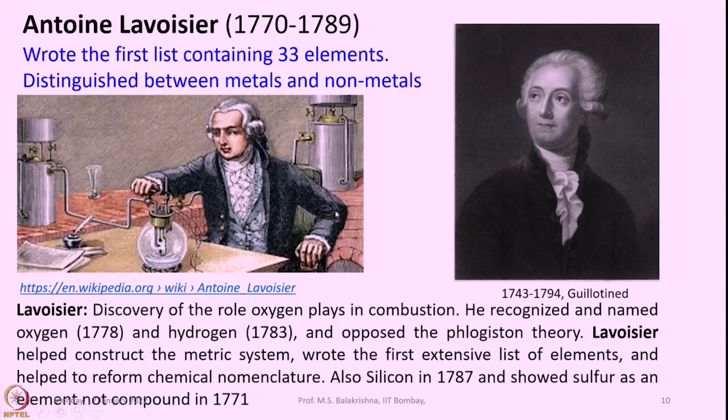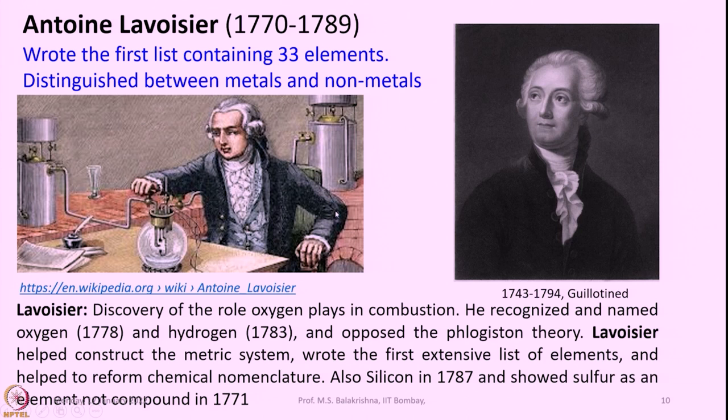Let us talk about Antoine Lavoisier, who lived from 1743 to 1794. He wrote the first list containing 33 elements. That means the attempts began with Antoine Lavoisier, who knew 30-odd elements and started listing them in some order, and also distinguished between metals and non-metals. The discovery of the role oxygen plays in combustion was an important contribution from Lavoisier. He recognized and named oxygen in 1778 and hydrogen in 1783, and opposed phlogiston theory.